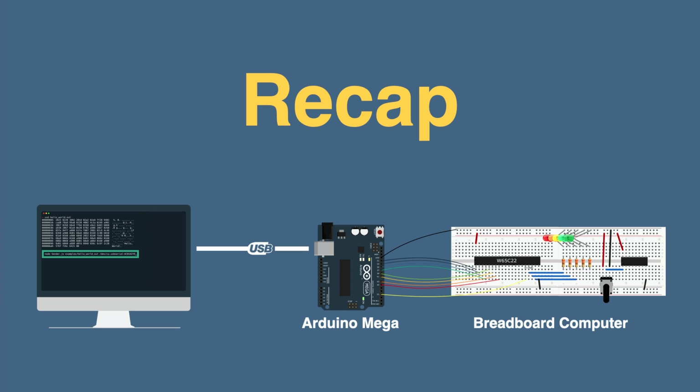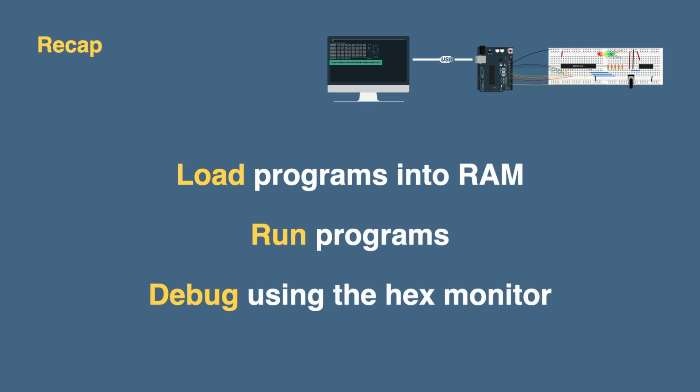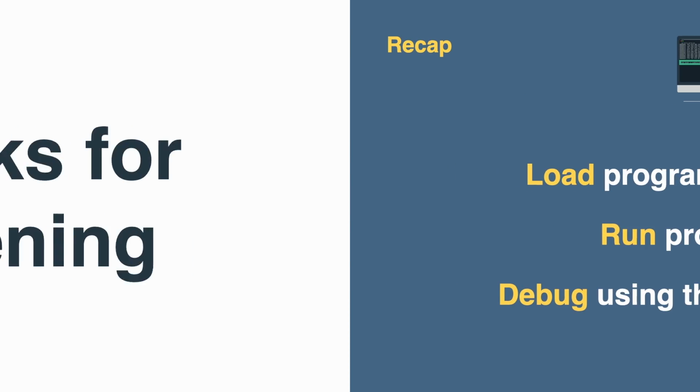All you need is a minimal hardware setup and 6502 in your ROM. You can then quickly load any kind of assembled program into your ROM, run that program, and debug it by examining RAM and ROM using the built-in hex monitor.